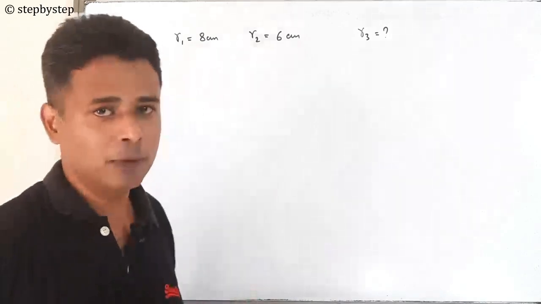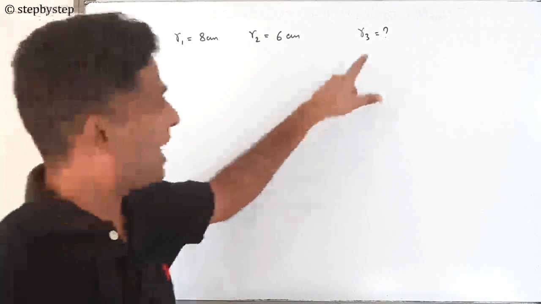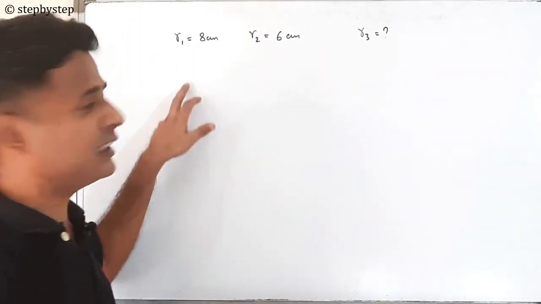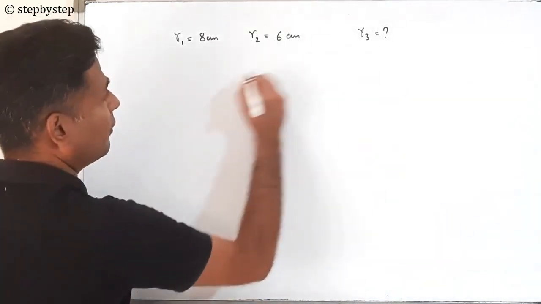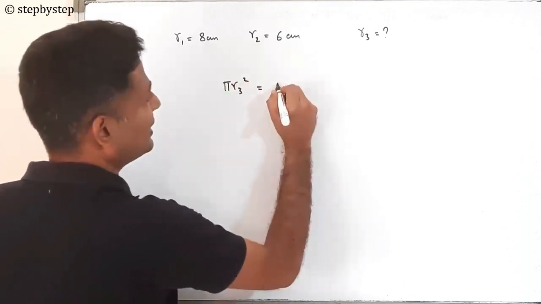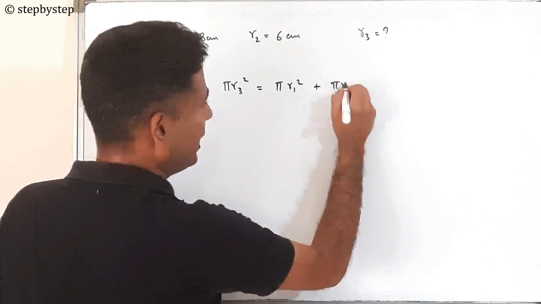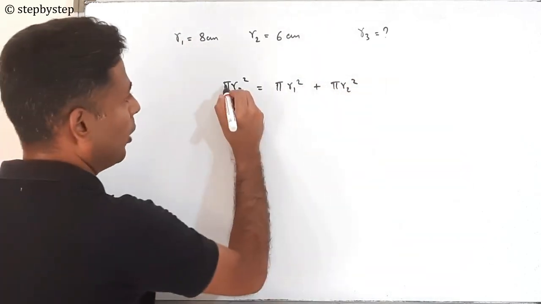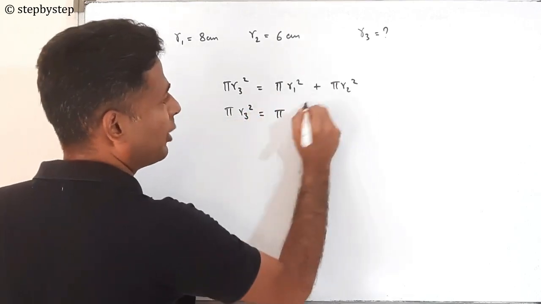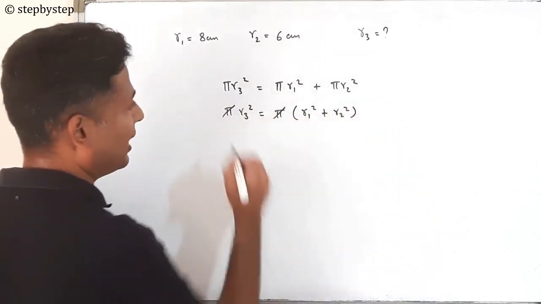Alright guys, now the second problem. They have said the radiuses of two circles are 8 and 6 centimeter, and they have asked us to find the radius of the third circle whose area is the sum of the areas of these two circles. So the area of the third circle will be pi r3 square, equal to the area of the first circle, pi r1 square, plus the second circle, pi r2 square. So now again I can take pi common, so what remains? R1 square plus R2 square. So pi and pi will cancel.